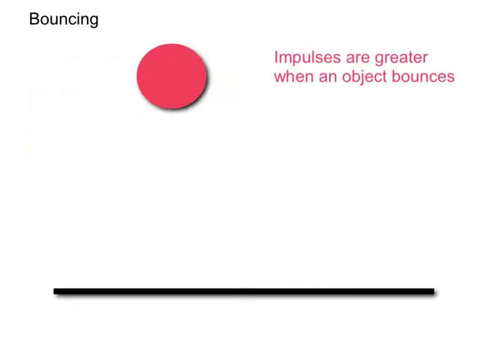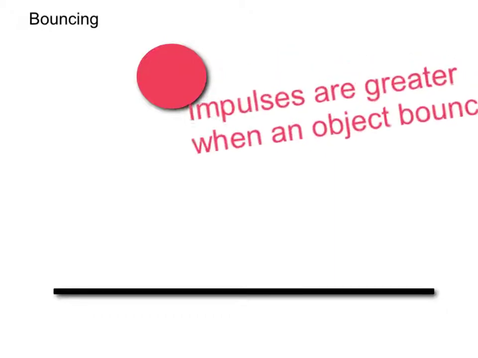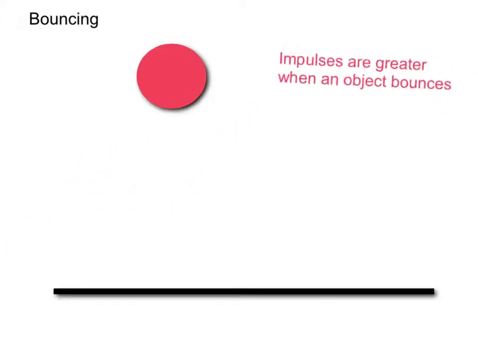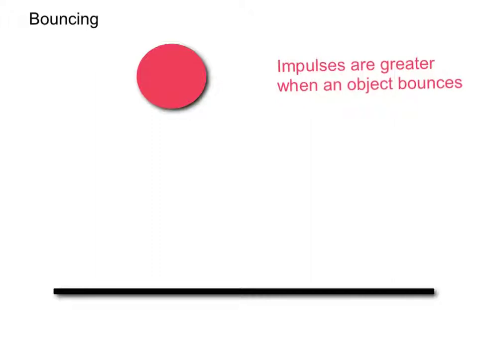Now finally, we want to talk about bouncing, okay? Let's imagine a flower pot falls from a shelf onto your head. That happens, you might be in trouble. But if it bounces from your head, you might be in a lot more serious trouble. Why? Because impulses are greater when an object bounces. The impulse required to bring an object to a stop and then throw it back is greater than the impulse required merely to bring the object to a stop.